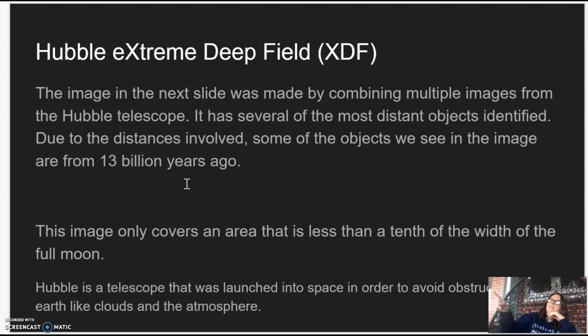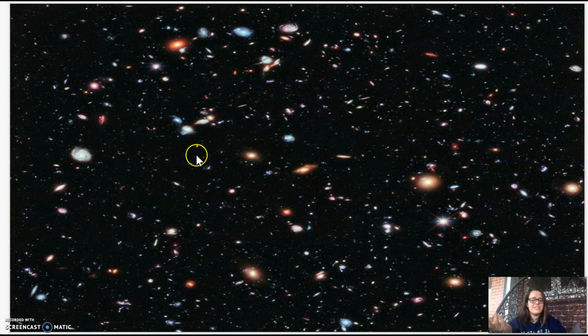So if I were to look out and just happen to see one of the items that's in that image, I would be seeing it as it was 13 billion years ago, not as it is now. This image only covers an area that is less than 1/10 of the width of the full moon. Hubble is a telescope that was launched into space in order to avoid obstructions on Earth, such as cloud in the atmosphere. So once it's up there, it has a clear image, or as clear an image as we can get. So this is the image.